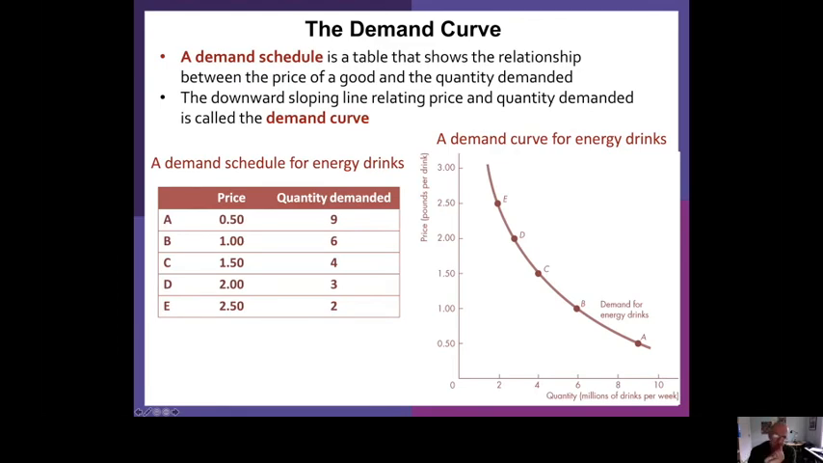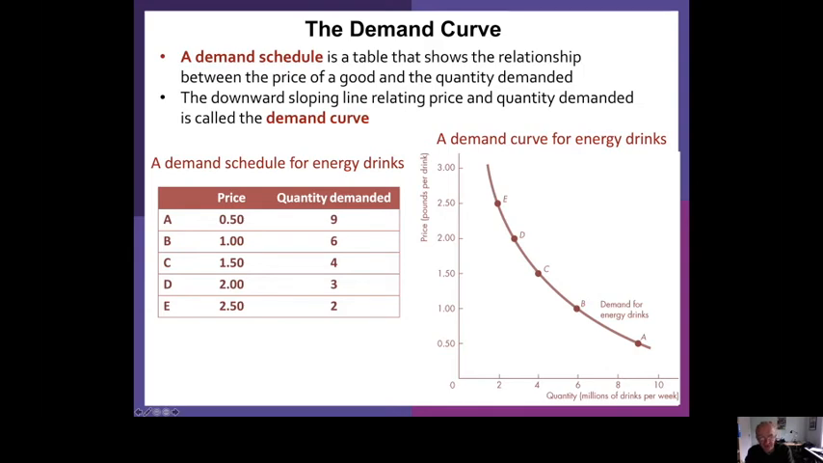Okay, so this is thinking about the law of demand, but through the demand curve. The demand curve is shown in the diagram, and in this case, it's the demand for energy drinks. That's just an example. What you should notice is that on the vertical axis of the graph is the price per unit. So it says pounds per drink.